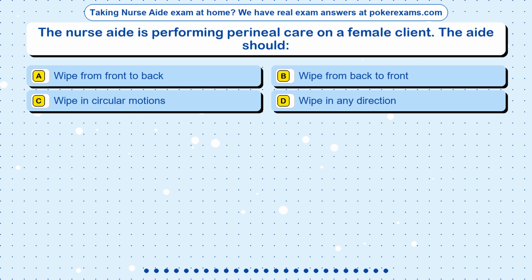Question 5. The nurse aide is performing perineal care on a female client. The aide should: Option A. Wipe from front to back. Option B. Wipe from back to front. Option C. Wipe in circular motions. Option D. Wipe in any direction.